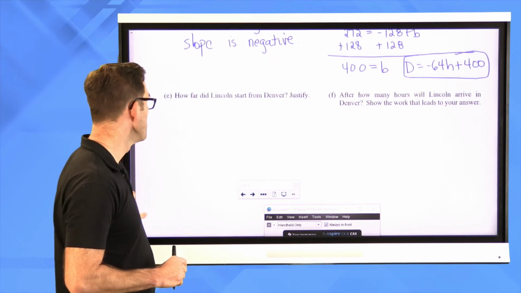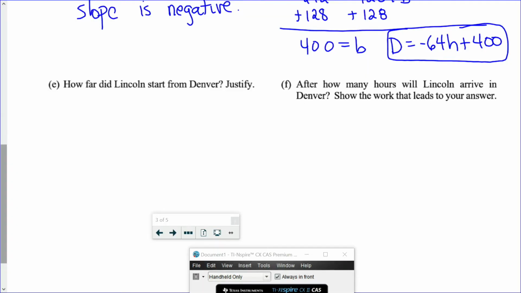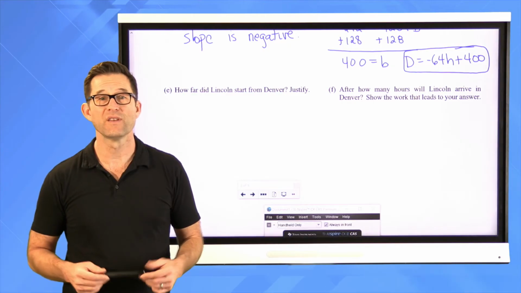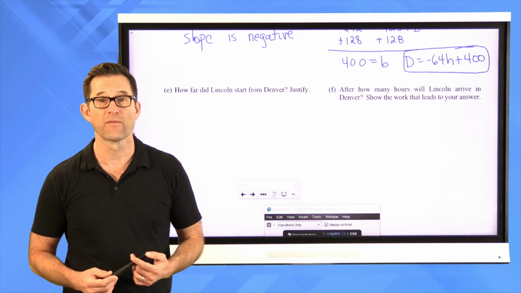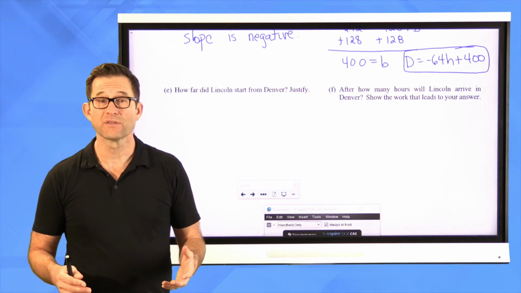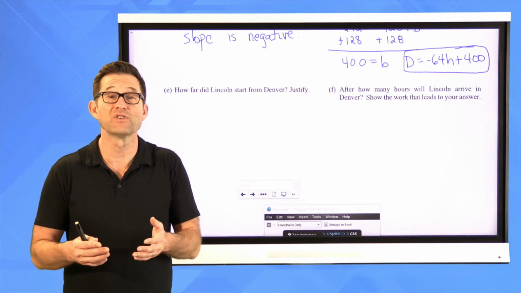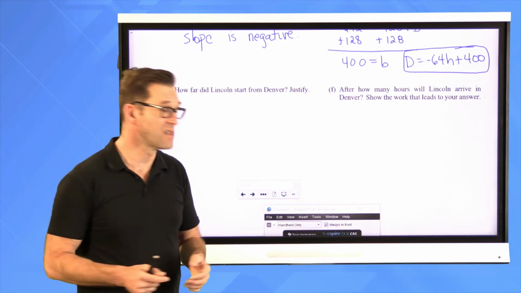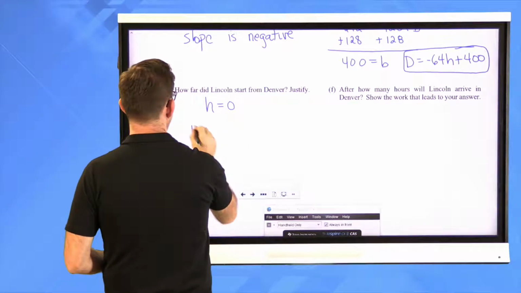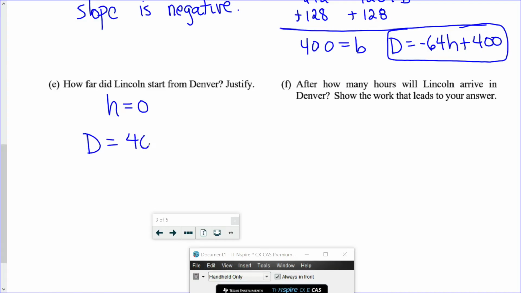Let's use that model a bit. Letter E. How far did Lincoln start from Denver? Justify. Well, it should be pretty easy. Pause the video now and see if you can figure out how far Lincoln started from Denver. Well, when Lincoln starts, by the very definition of what it means to start, it means that he's been driving for 0 hours. That means we're looking for the y-intercept, which is 400.